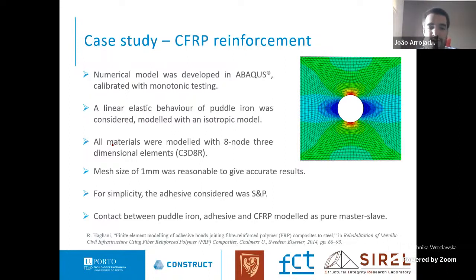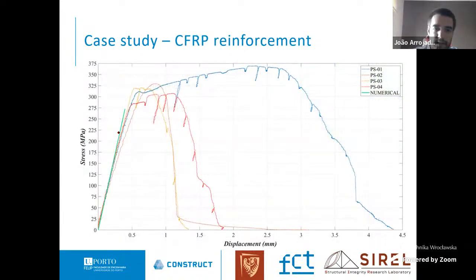For simplicity, the adhesive considered was the S&P, and the contact between puddle iron, adhesive, and CFRP was modeled as pure master-slave contact surfaces, with the adhesive being the slave surface and the puddle iron and CFRP the master surfaces. In green, we have the numerical behavior that we implemented.